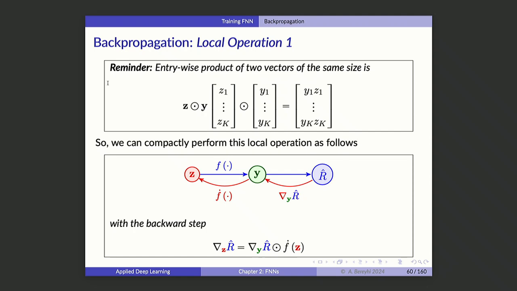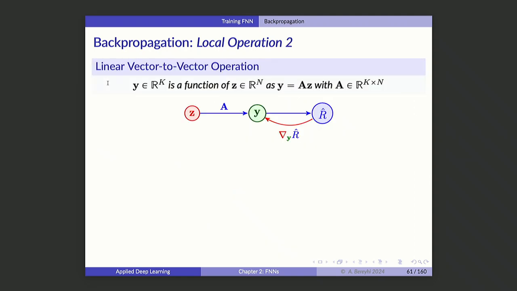OK, cool. So this was one case, one local operation. The other local operation was this guy. Here we have one vector z, and this vector z is multiplied with one matrix A to give us y. And then y has gone through something. We don't know what that is right now. And it has given us r hat.